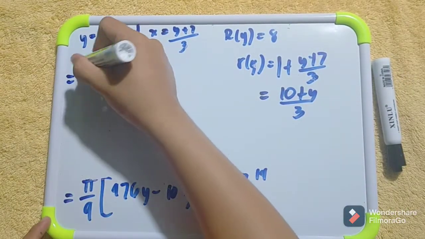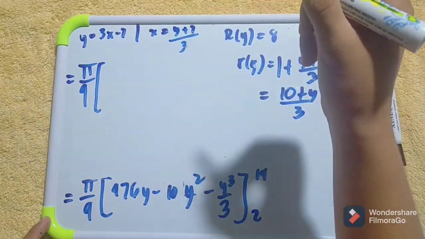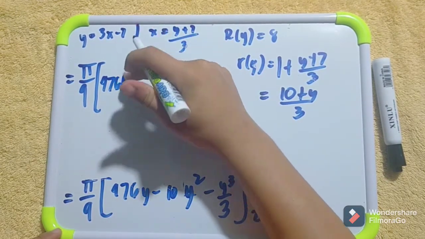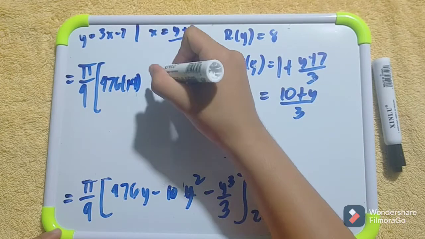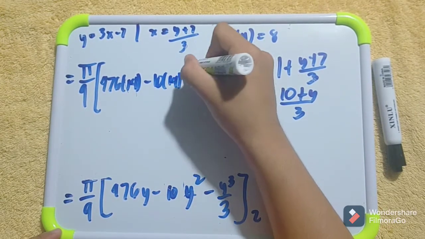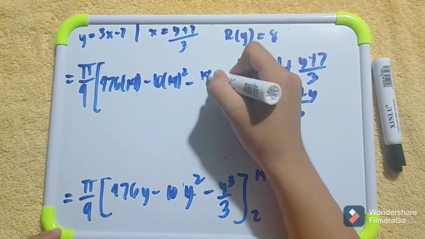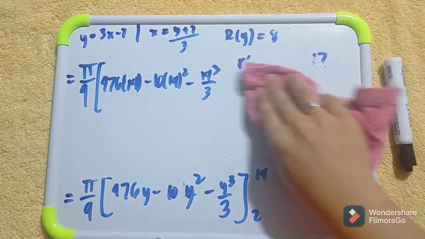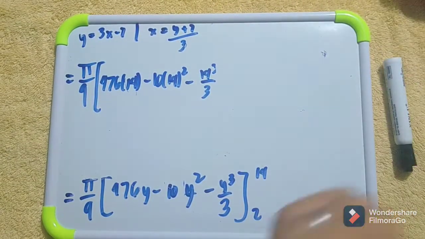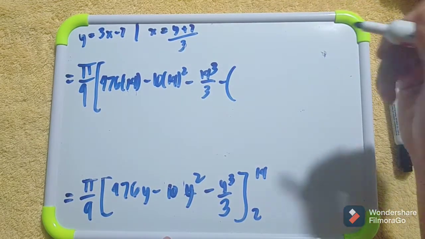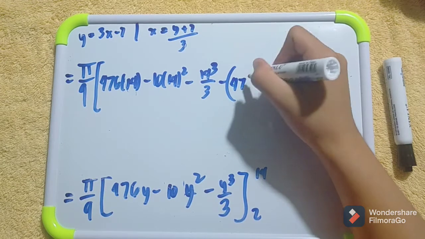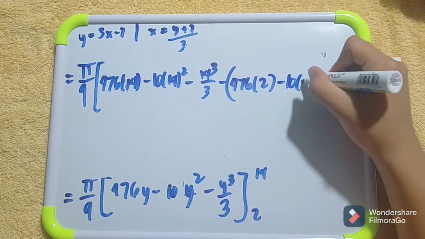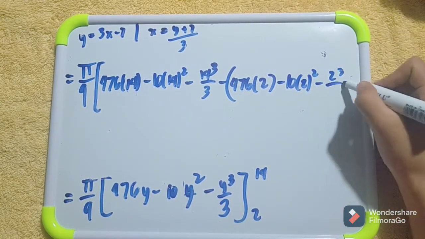And then, so, volume is equal to pi/9 times 476 times 14 minus 10 times 14 squared minus 14 cubed over 3, minus the quantity 476 times 2 minus 10 times 2 squared minus 2 cubed over 3.